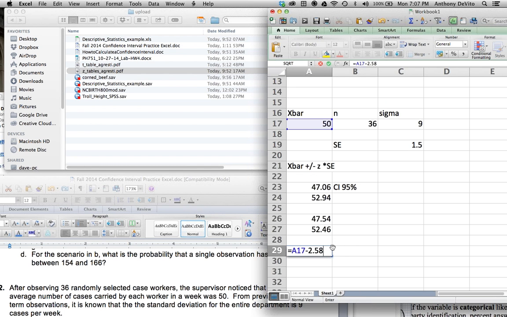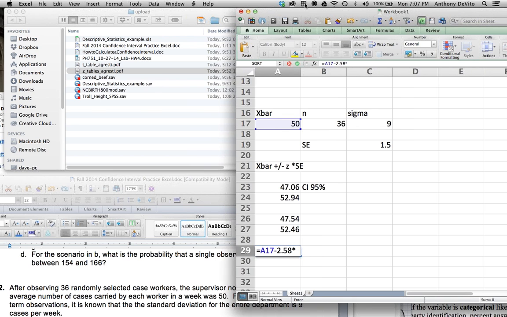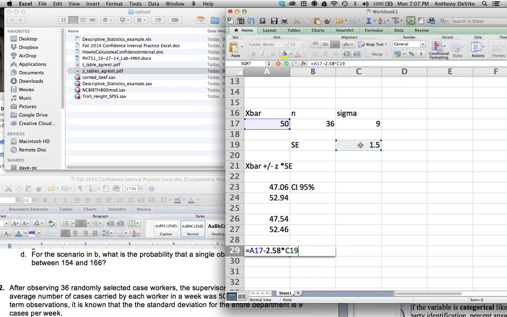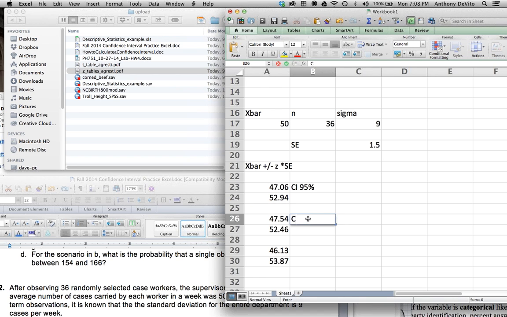So this is going to be 2.58 times our standard error, and our standard error in this case was 1.5. It's going to be equal to our mean plus 2.58, because it's a 99% confidence interval, times our standard error, which is going to be 53. So this is the widest of the whole bunch of them. It's wider than the 95% confidence interval. It's wider than the 90% confidence interval.